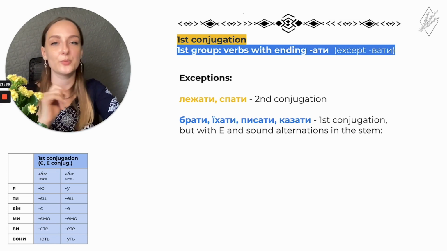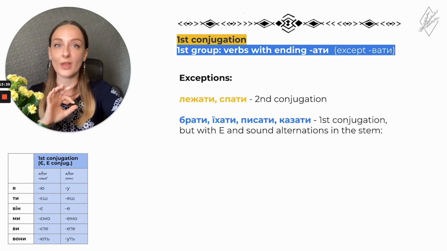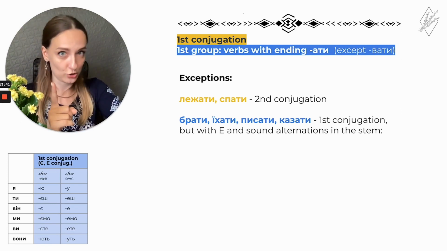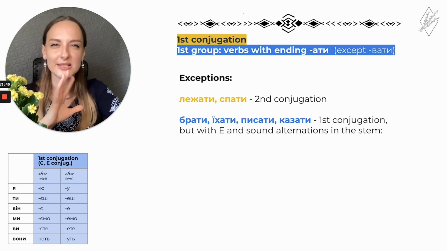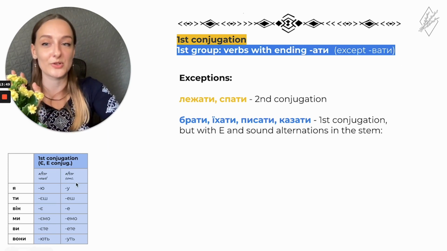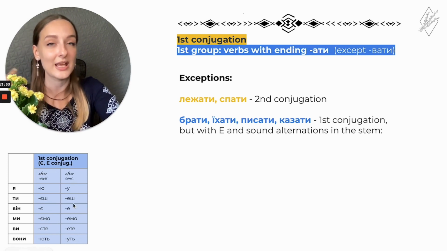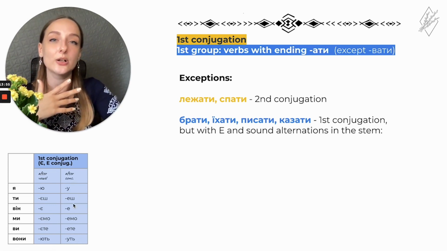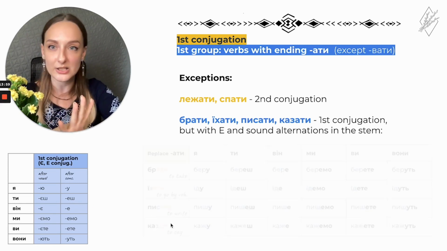Also we have the verbs брати, їхати, писати, казати. They are first conjugation, like they should be according to the rule, but there will be some other things happening to them. At first, we will use them with the second set of endings, so with е, and secondly, they will have some sound alternation in the stem. Let's take a look at what I mean.